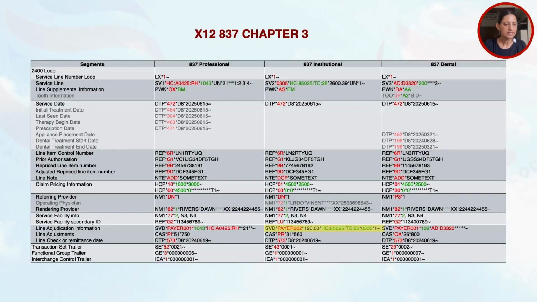The SVD segment for 837I claims is slightly different because it has the revenue code information, which goes in SVD04. Obviously, because revenue codes are not part of 837P, SVD04 in 837P files is null. Then SVD for 837D claims is just like the 837P, but it uses AD as the procedure code instead of HC. Then if the SVD segment exists on any service line, the CAS segment should be available to explain the line adjustment code, reason, and the amount.